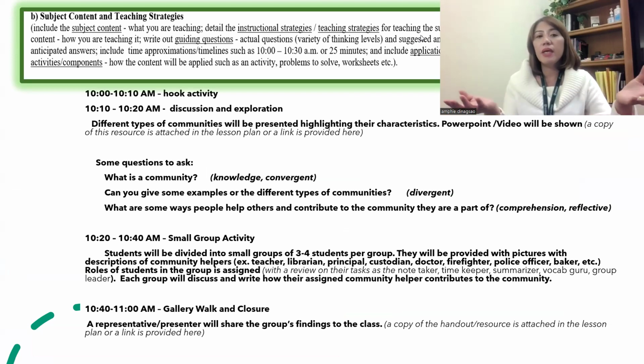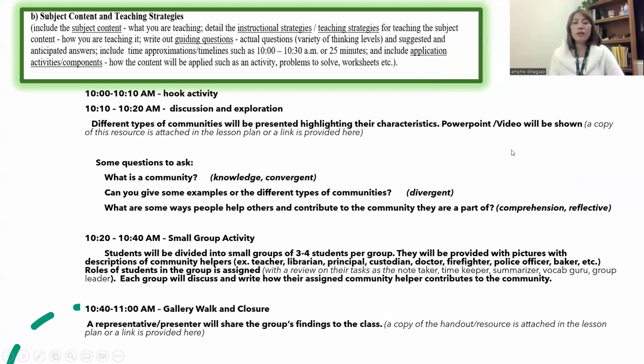So maybe I'll begin with the different types of communities, and I will highlight the characteristics. I will use PowerPoint and then I will use video and all that. Again, in the lesson plan, a copy of the video and the PowerPoint should be attached, should be included in the plan. For the questions to ask, again, you have to be specific.